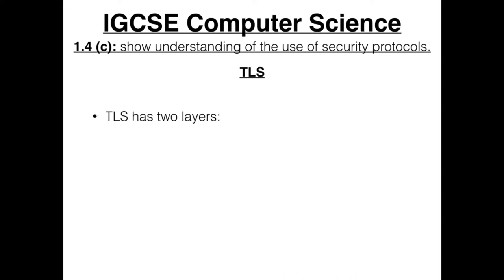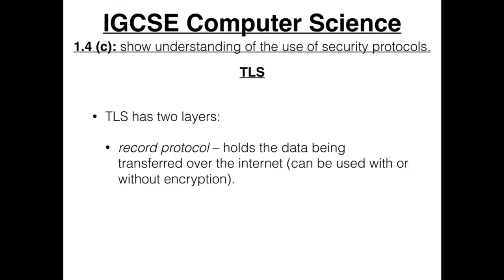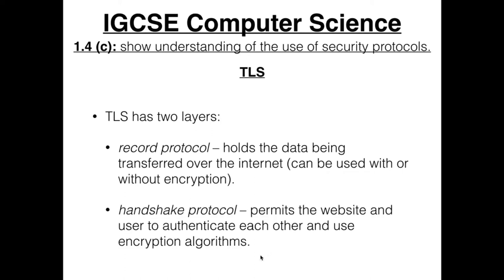TLS has two layers. There's the record protocol, which holds the data being transferred over the internet. It can be used with or without encryption. And there's the handshake protocol, which permits the website and user to authenticate each other and use encryption algorithms. You'll know what encryption algorithms are in the next video.